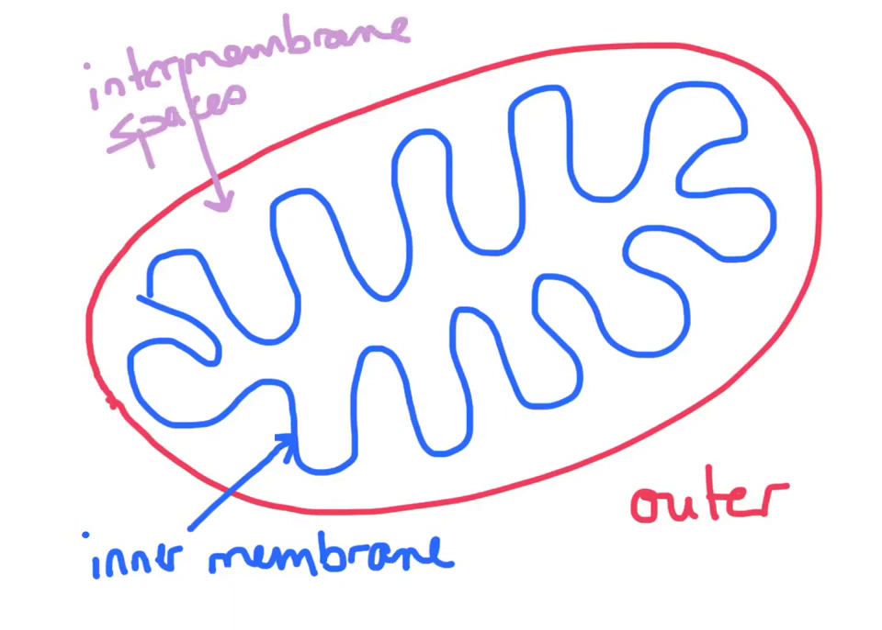And I want you to understand that by understanding this structure, it allows you to get some of the function. All right, and on the inside, the very inside, let's make it green. So in green, right, so here, that is the matrix.